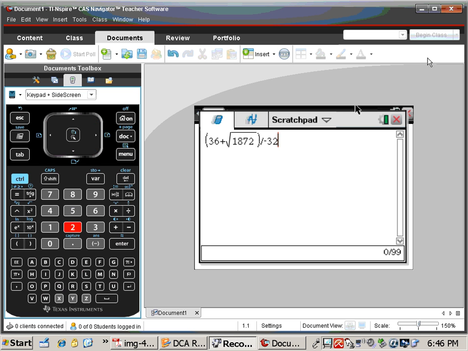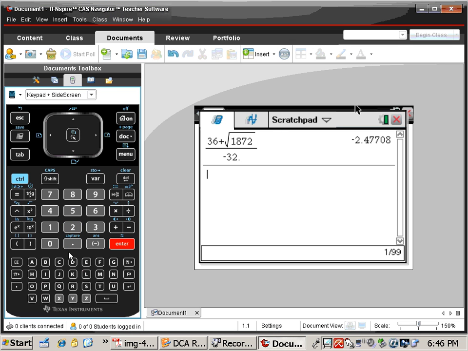Okay, so I've typed it in like this, and now I'm going to hit a decimal so that it gives me a decimal back. Oop, I didn't hit my decimal. Let's try that. Okay, then we hit enter, and it's negative 2.47.